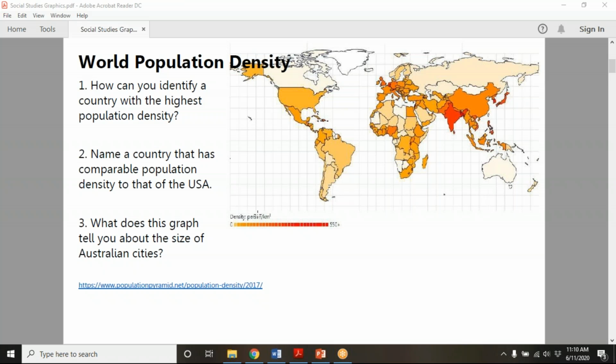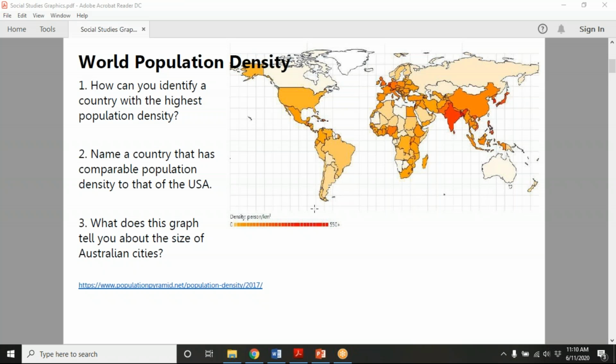Okay, now number three, this is a tricky question. We all know Australia, down here lower right. What does this graph tell you about the size of Australian cities? First, from this map, does Australia as a country have high or low population density? Low, because it looks like it's one of the lightest possible colors.